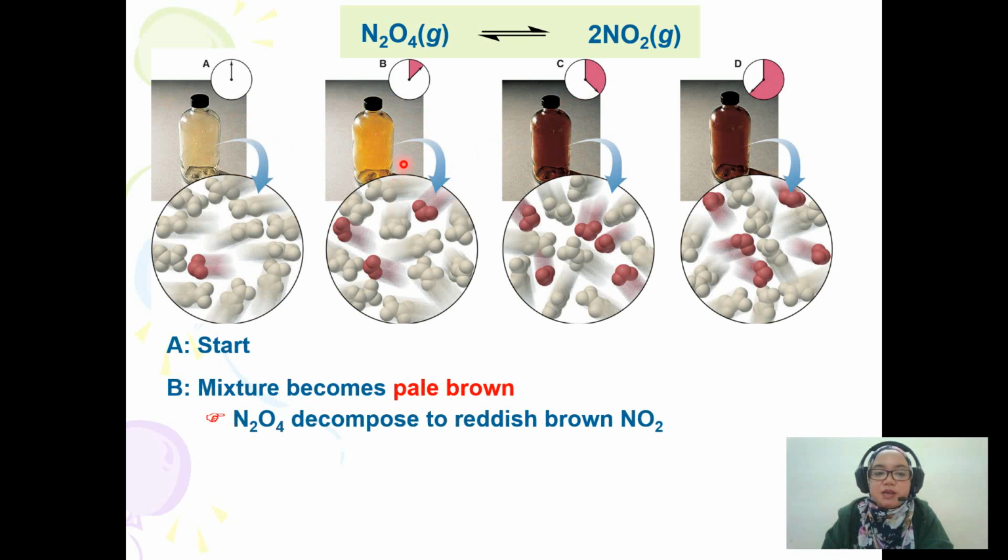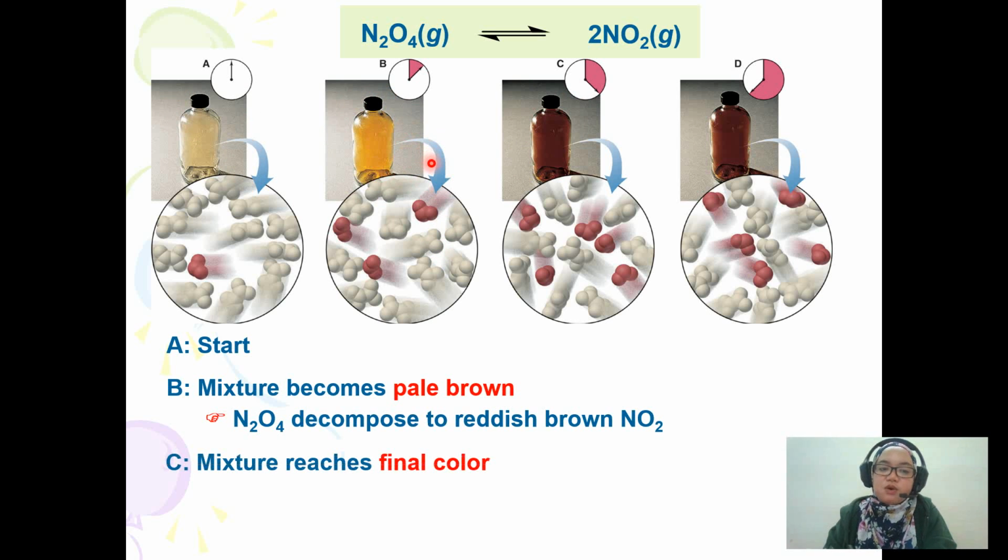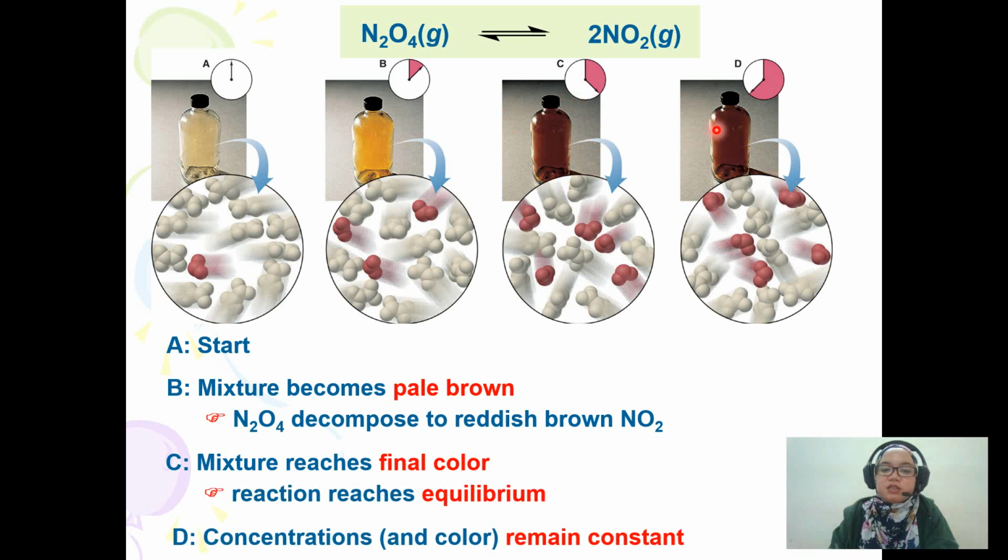And why? N2O4 started to decompose to reddish brown NO2. Next the mixture reaches its final color. It means the N2O4 completely decomposes into NO2 gas. The reaction reaches equilibrium at this state. Now the concentration and color remain constant. They remain constant because the forward and reverse reactions are now equal. So the color will not keep changing anymore.